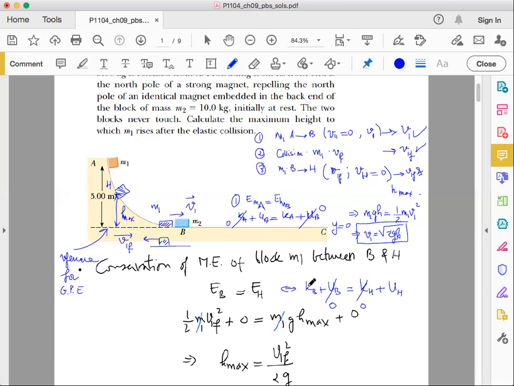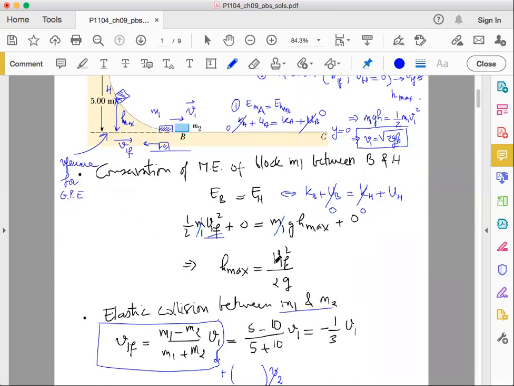We end up with K_B equal to U. So the kinetic energy at point B, where V1 final is the velocity of the block M1 right after the collision, equals M1 times g times h max. And so we end up with h max equals V1f squared divided by 2g, because M1 cancels on both sides of the equation. So we know what V1 final is.